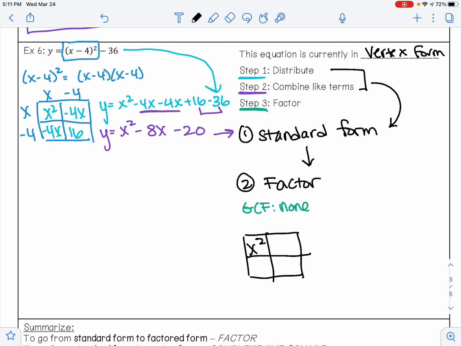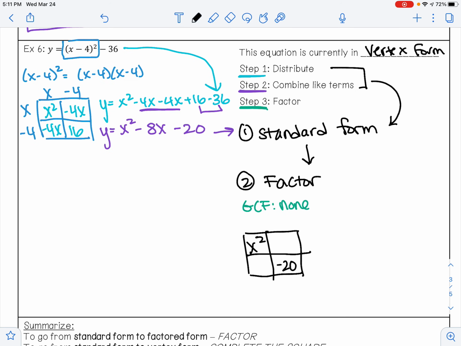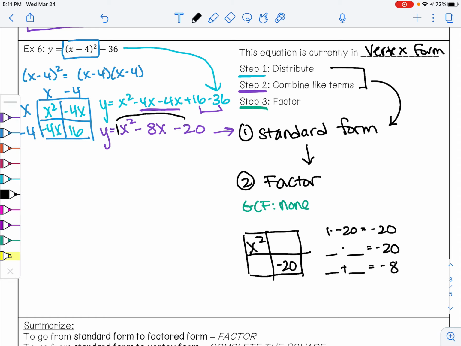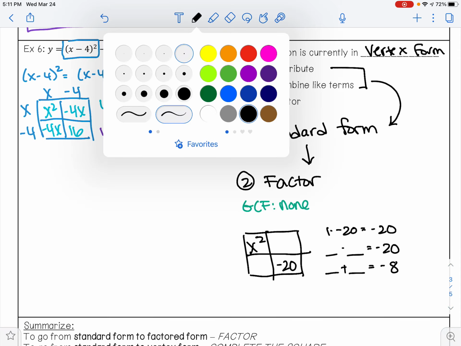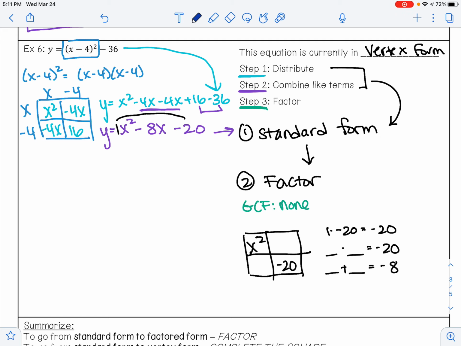So my first term goes in my first box, and the last term goes in the last box. My first number times my last number, 1 times negative 20, is negative 20. So I'm looking for factors of negative 20 that add to my middle term of negative 8. Those two numbers are negative 10 and positive 2. Those are going to be the numbers that go in the empty spaces of my area model.